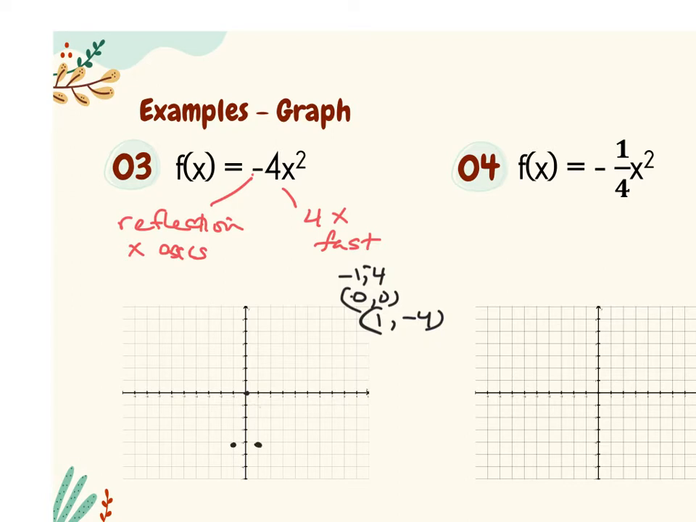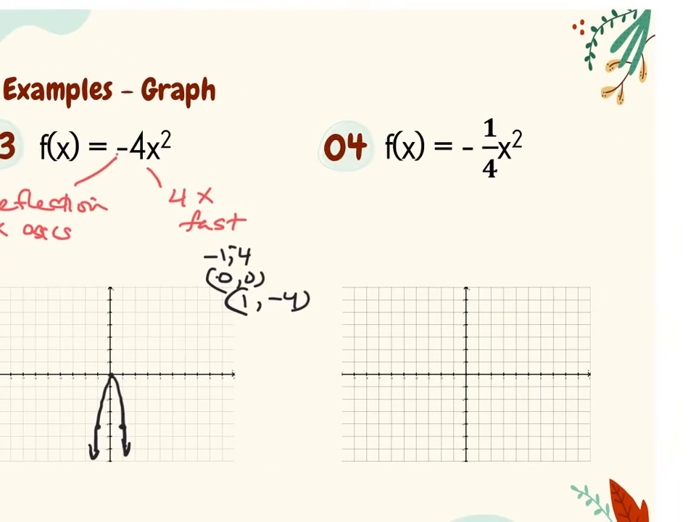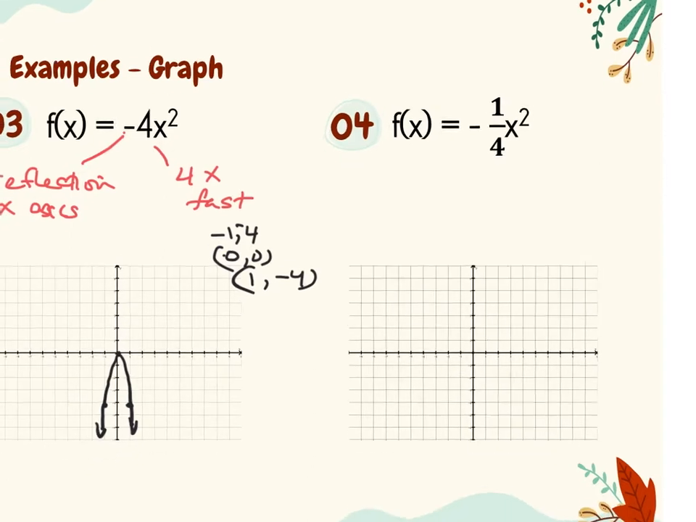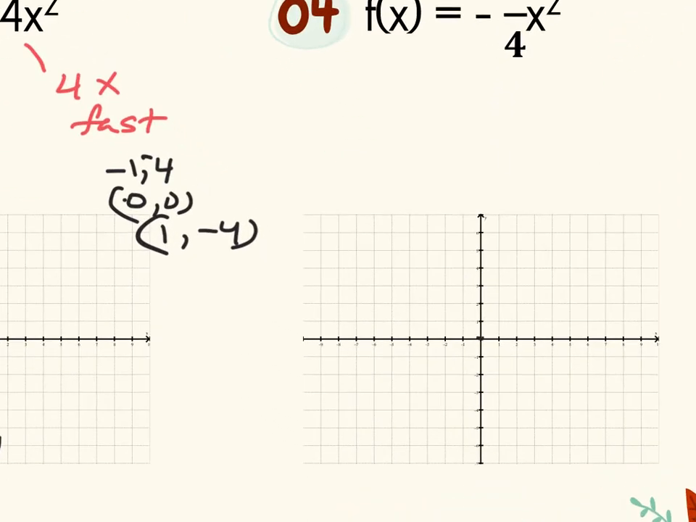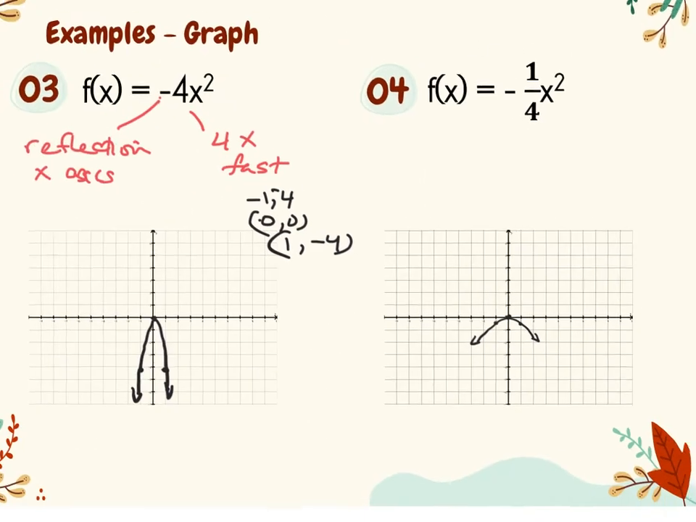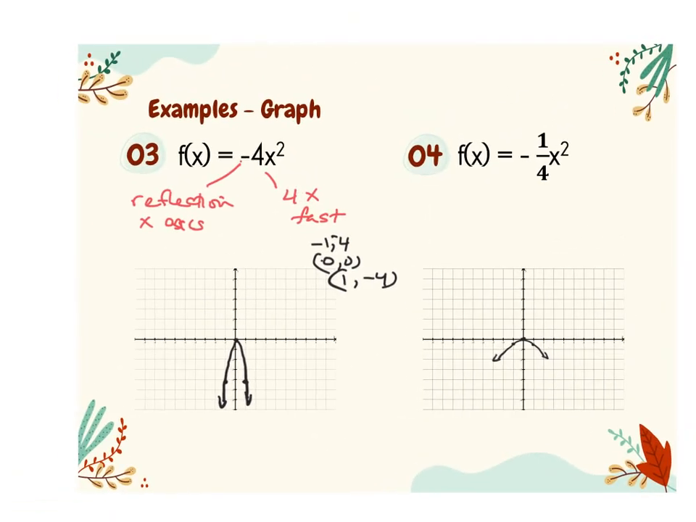And then notice it got skinnier because instead of going to 1, 1, or 1, negative 1, and negative 1, negative 1, now it's at negative 1, negative 4. Same thing on this one. It's going to go 1/4 as fast, so it's going to be shorter. So here again, it's a reflection. And then it would be over here, and it would be wider. So 1/4 as fast. Again, this is just tying it back into the parents and how we shift.